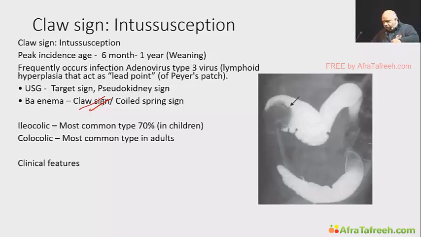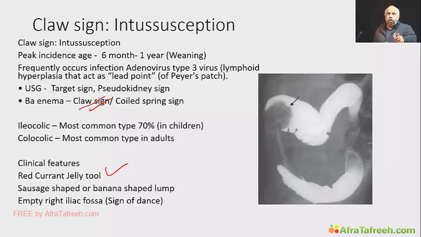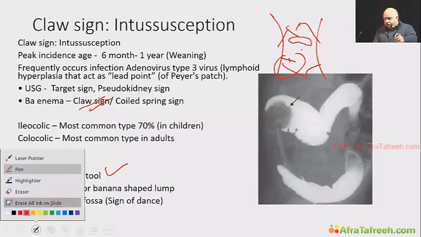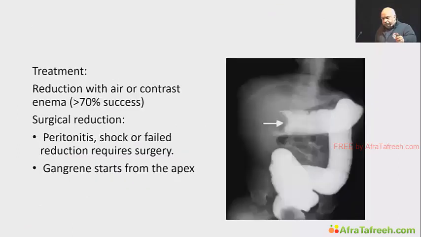And the treatment, of course, clinical features: red currant jelly stool, empty right iliac fossa called sign of Dance, and banana or sausage shaped lump. So if you examine, you find the right iliac fossa is empty, you find the lump in epigastrium, which is a banana or sausage shaped lump, and you find red currant jelly stool. These are the features of intussusception. Air reduction or enema reduction can be tried, otherwise go for surgical repair.